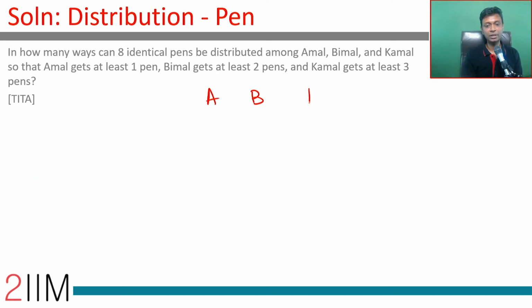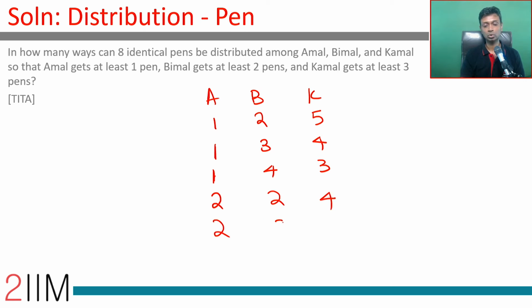We have A, B, K. Give him 1. Let's give Bimal 2. 1 plus 2 is 3. We need to have total of 5. Amal being 1, this could be 3, this could be 4. Amal being 1, this could be 4, this could be 3. We cannot have 1, 2, 5, 1, 3, 4, 1, 4, 3. These three possibilities exist with Amal getting 1. We cannot have 5 for Bimal, then Kamal will have only 2. That's not possible. Put 2 for Amal, 2 for Bimal, 4 for this. Or 2, 3, 3. We cannot have 2, 4, 2.